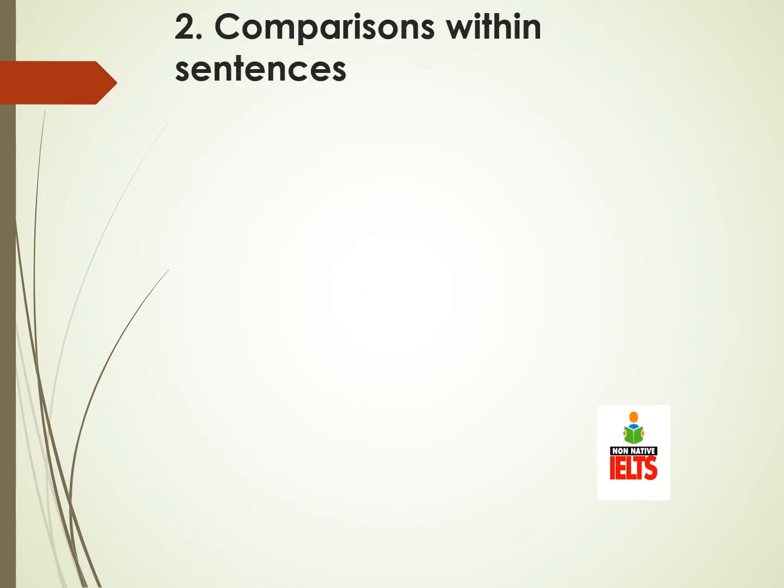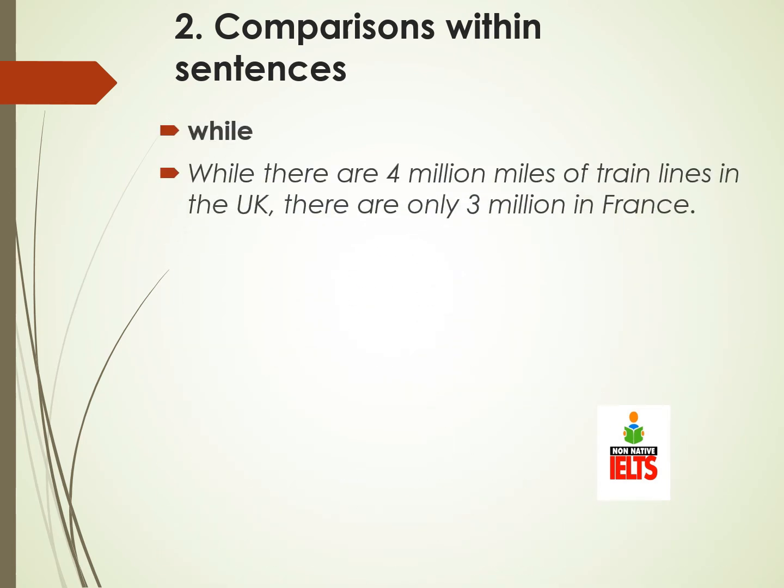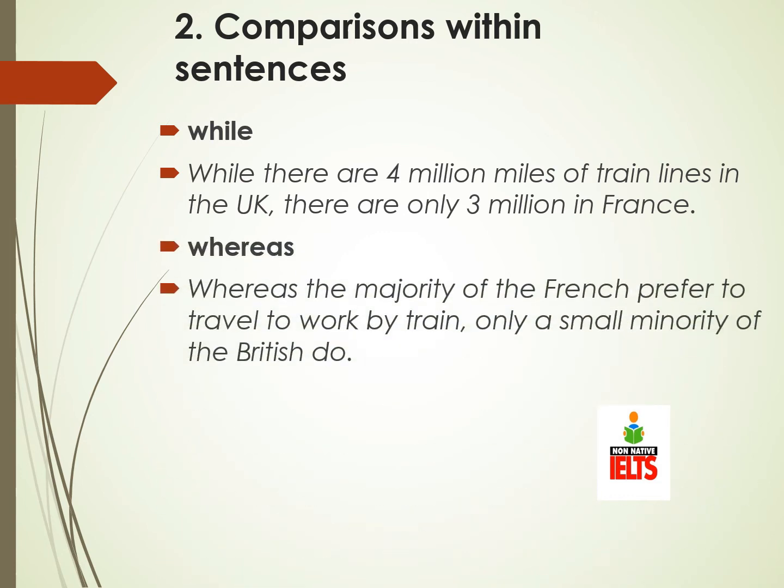Now, comparisons within sentences. Now we are trying to see how to compare within sentences. While there are 4 million miles of train lines in the UK, there are only 3 million in France. Whereas the majority of the French prefer to travel to work by train, only a small minority of the British do this.